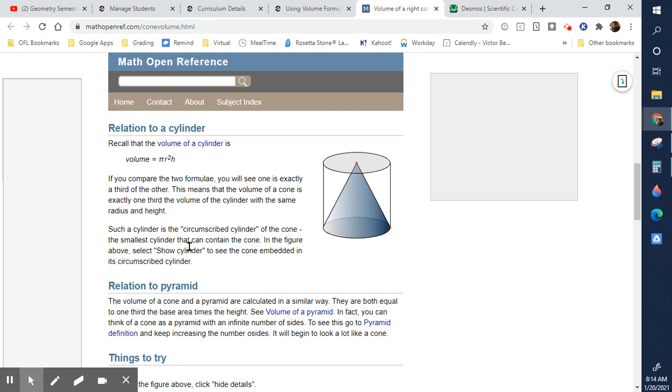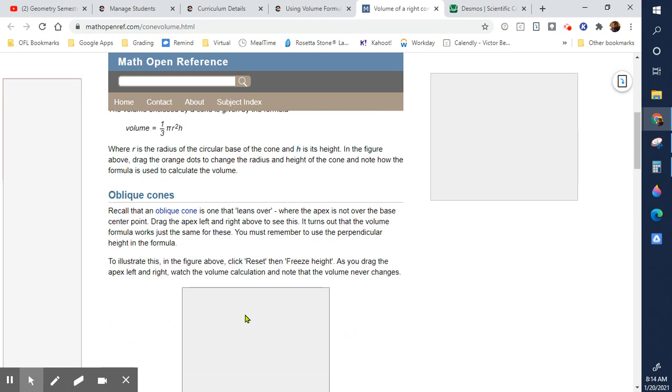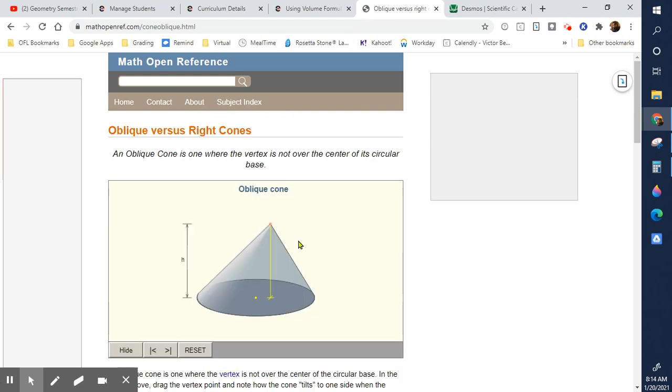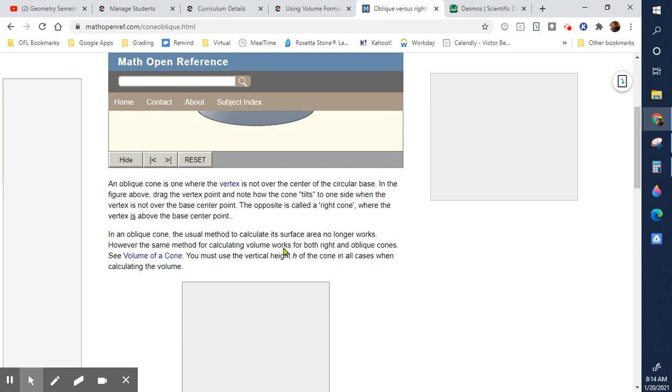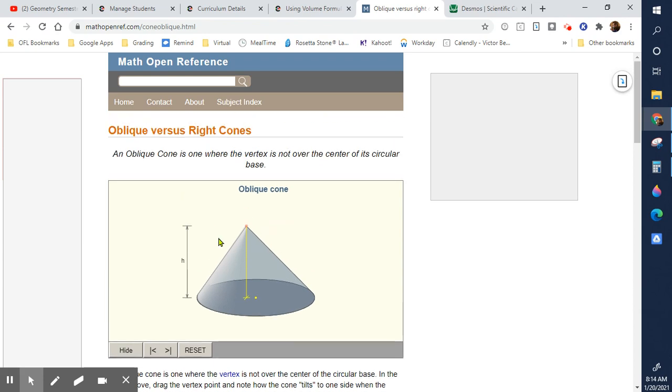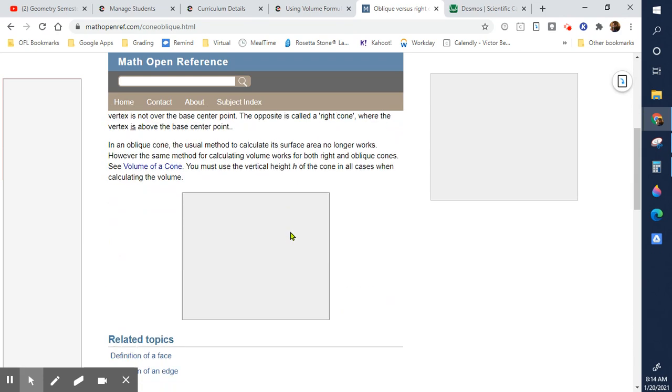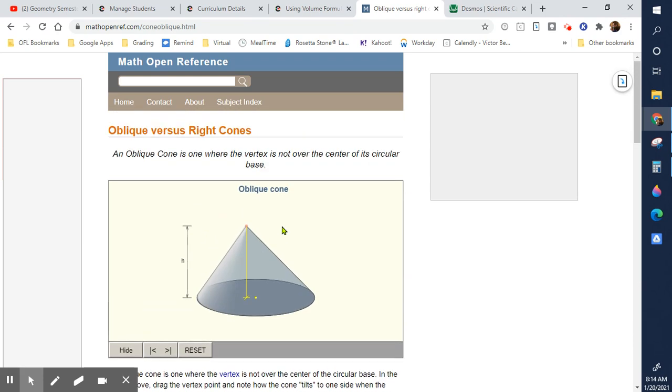Let's see how they describe the oblique cone. Okay, so this cone can move sideways, side to side. The only problem that I have with this is it doesn't lock the height into place. And there's no options. The last one had other options, but this one apparently does not.